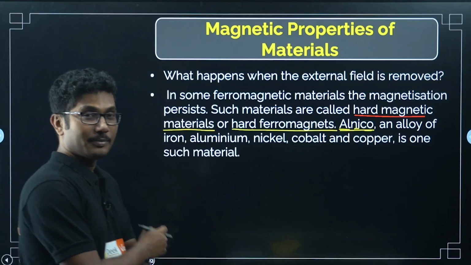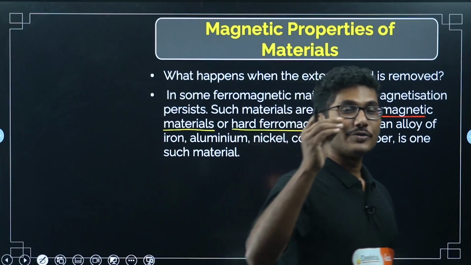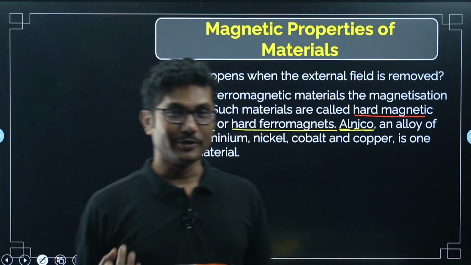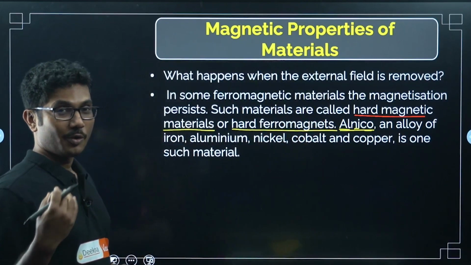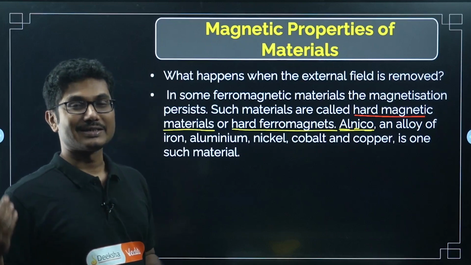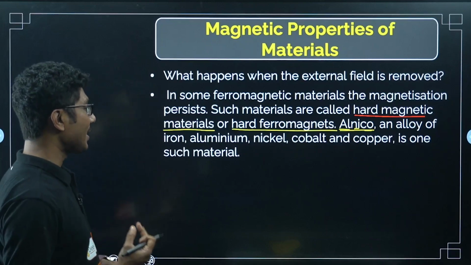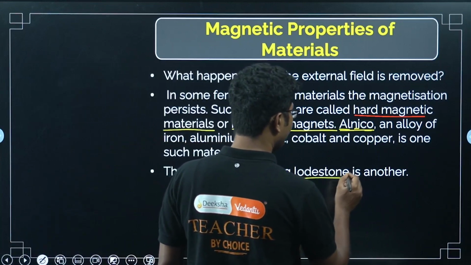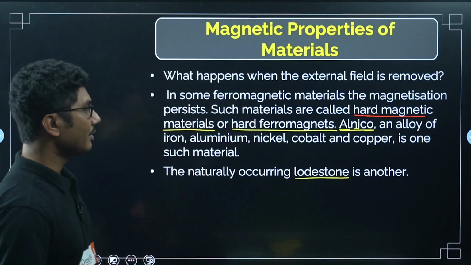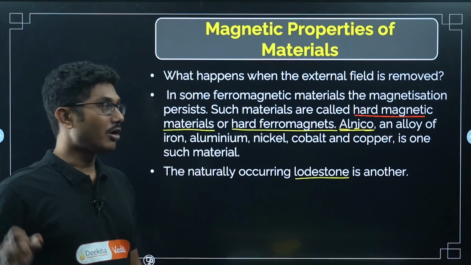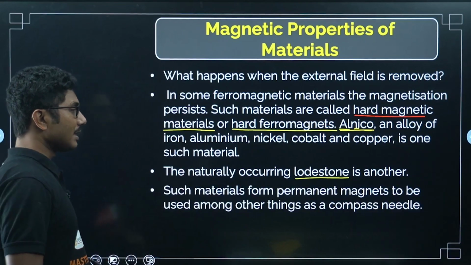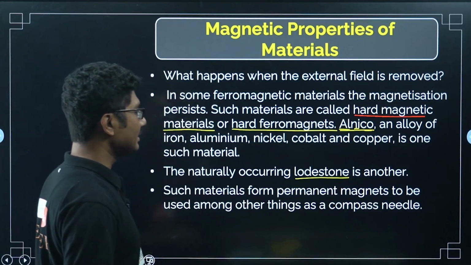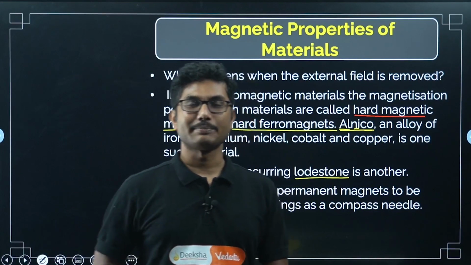Another one is neodymium. I asked you a question in our previous class: name one material which is a very strong magnet. Yes, neodymium is one substance which is a strong magnet, and once magnetized, it remains a magnet for a long time. Then the naturally occurring lodestone, a very crude magnet, which has been used for a very long time in history. Such materials form permanent magnets, used among other things as a compass needle.